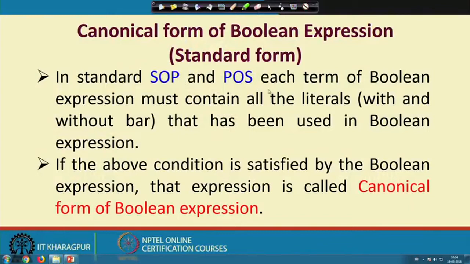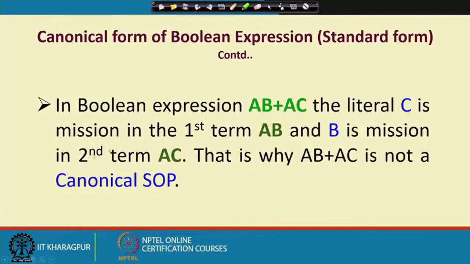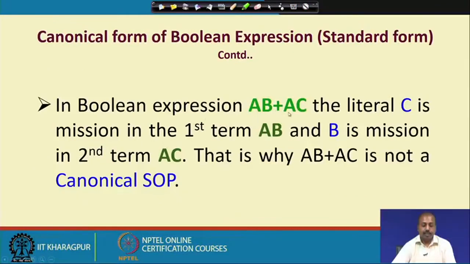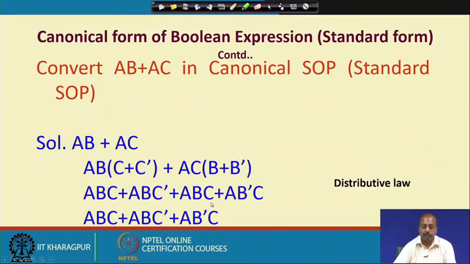So, say AB plus AC. Here in the first term the literal C is not there. Similarly, in the second term this B is missing. So, it is A and C, these two literals are present. B is missing. So, this is why AB plus AC is not a canonical sum of product expression.